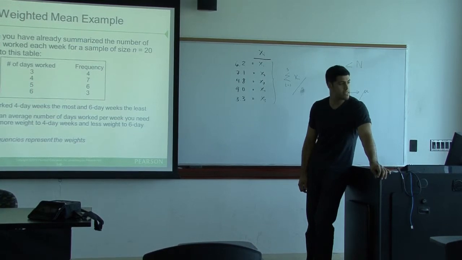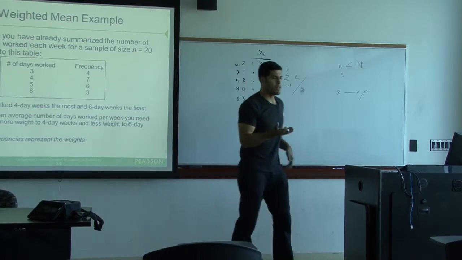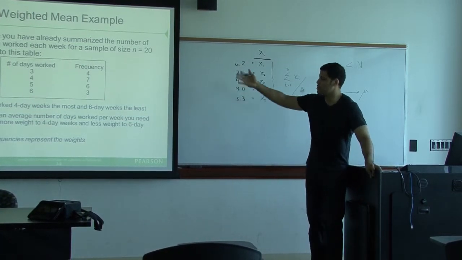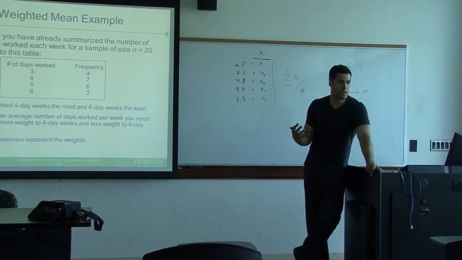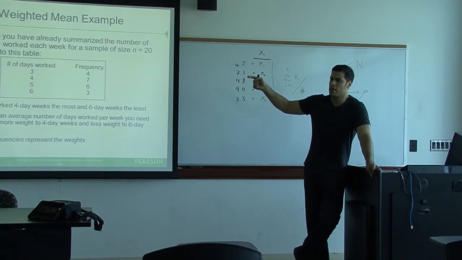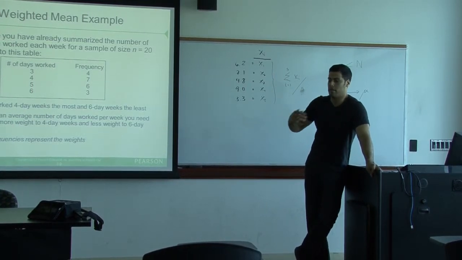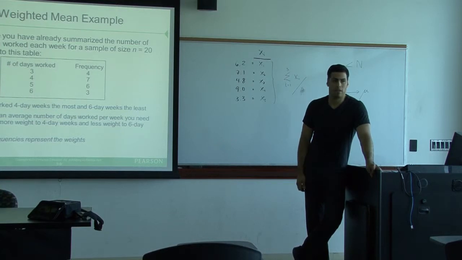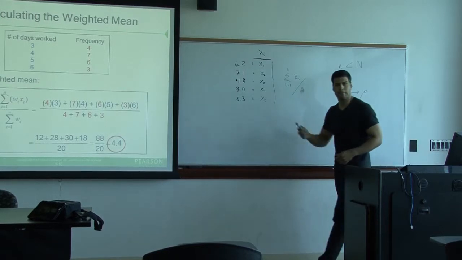Exactly. There are more weeks in which we worked 4 days than weeks in which we worked 6 days. So we can use those frequencies as actual weights. Some of those values, some of those classes, some of those categories are more relevant in the sense that they have a bigger weight, a higher frequency in this case. So to get the average number of days worked, we need to use those frequencies as weights. And that's straightforward. Same table, and that's the formula.